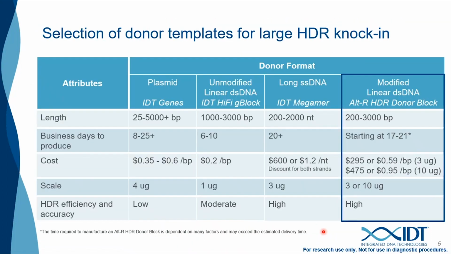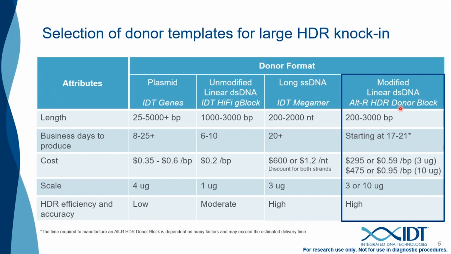For several years now, we have recommended the use of long single-stranded DNA, our megamer, for large knock-ins for HDR. I'll get into the reasoning behind that in just a moment, but there are several key improvements offered by the donor blocks that I'd like to highlight. Here, I just have a table comparing our plasmid offerings to our unmodified linear double-stranded DNA offering, focused on our high-fi G block, again, our long single-stranded DNA or megamer, and then our modified linear double-stranded DNA, which is the donor block.